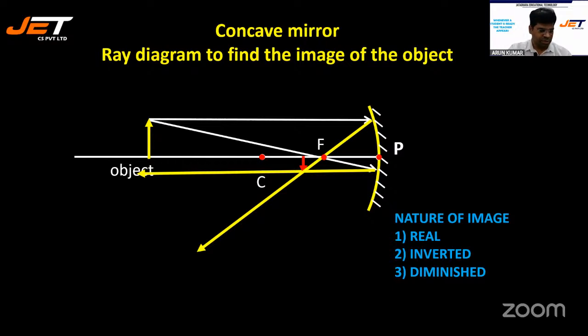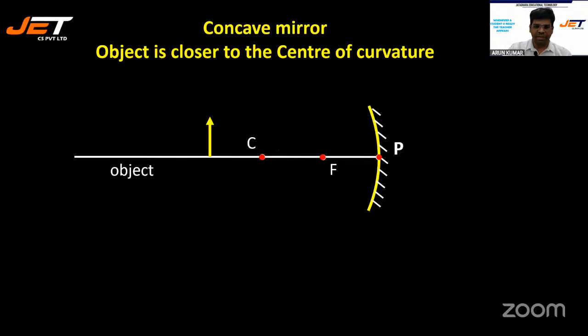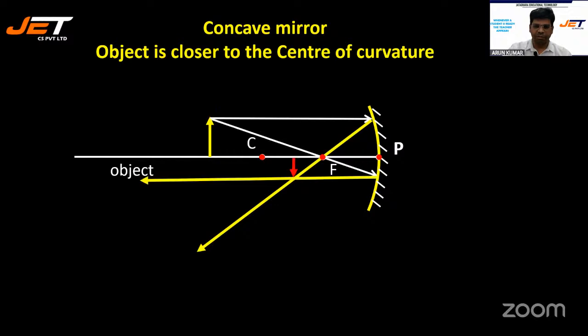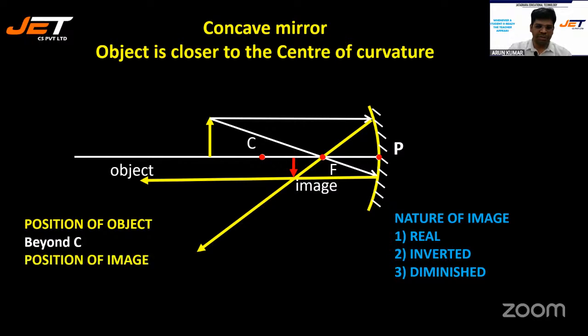All right. Now, position of the object is beyond C. Position of the image is between C and F. When it's closer to C now, closer to the center of curvature, again, what do we get? Nature of the image is real, inverted, and diminished. Position of the object is beyond C. Position of the image is between C and F.